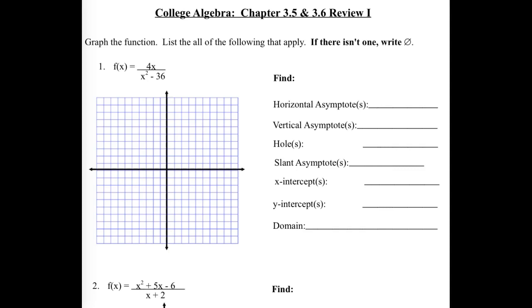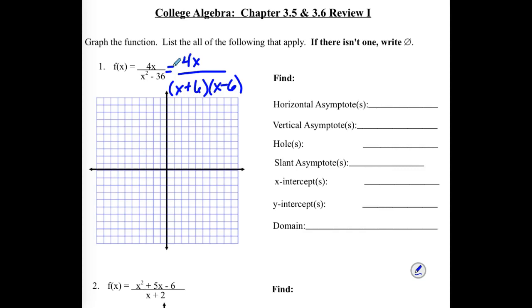All right, first one, we have f of x equals 4x divided by the quantity x squared minus 36. How do we get started? What do we have to do? Factor it, yep. Nothing in the numerator to factor, but the denominator could be factored into what? Okay, x plus 6, x minus 6. Okay, now, what does that help us find?